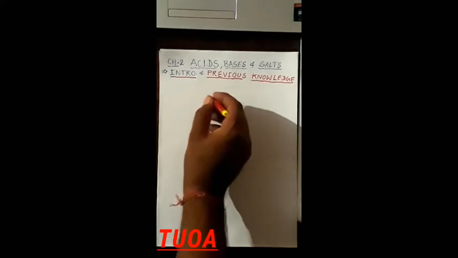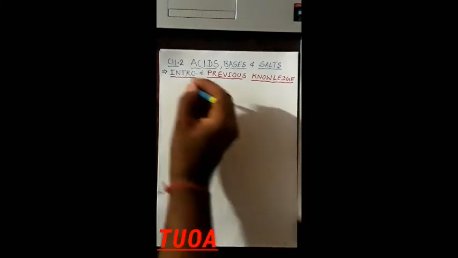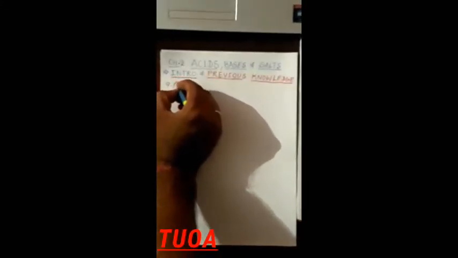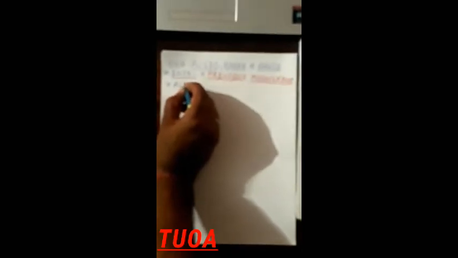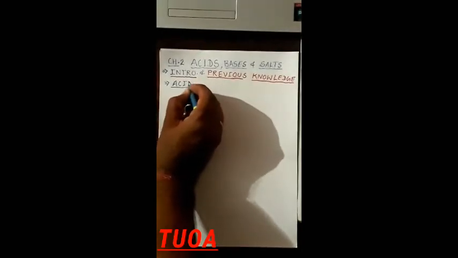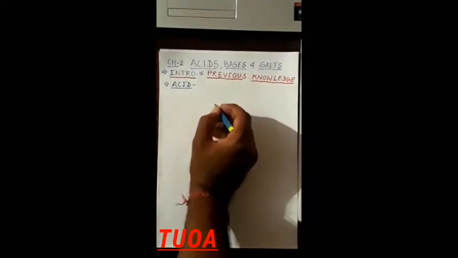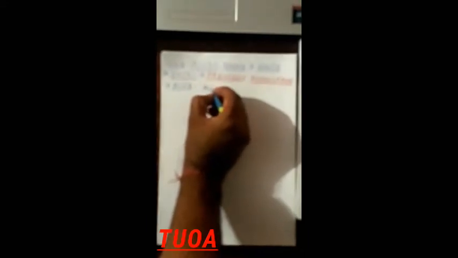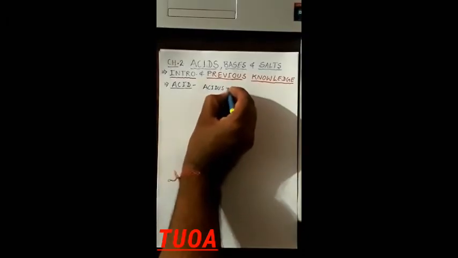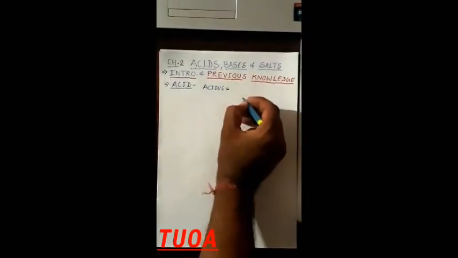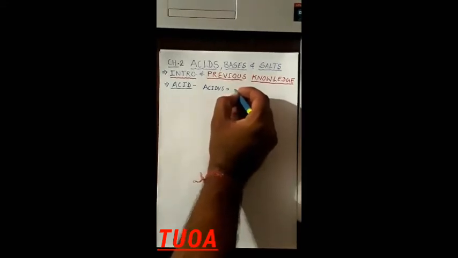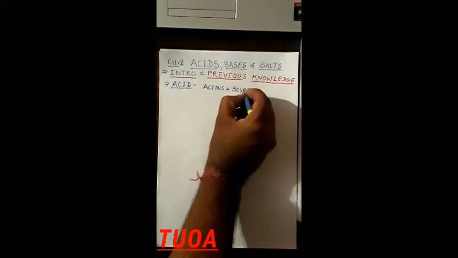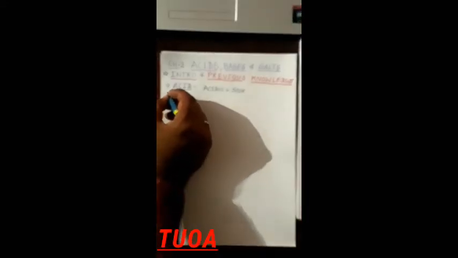Guys, this chapter you have already discussed, or you have already taken some knowledge from your previous classes, like class 6, 7, 8, 9. Now, whatever we have studied in previous classes, here we will take that as the previous knowledge. First of all, we would start with the term acid. The term acid is taken from the word acidus, which means sour.